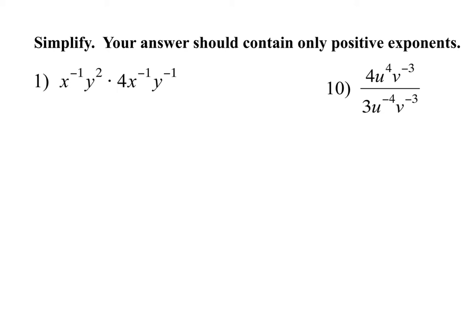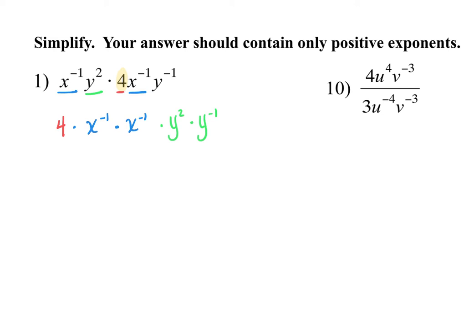All right, so for this one, I only have a 4 as far as numbers go. It's not being multiplied by anything except 1, really. So my 4 is not going to change. So I automatically know I'm going to have a 4 right here in front. Then I'm going to look at my x's. So I have x to the negative 1 times x to the negative 1. And then I am going to look at my y's. I have y squared times y to the negative 1.